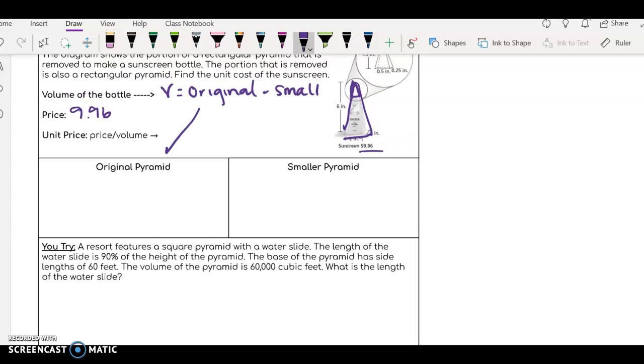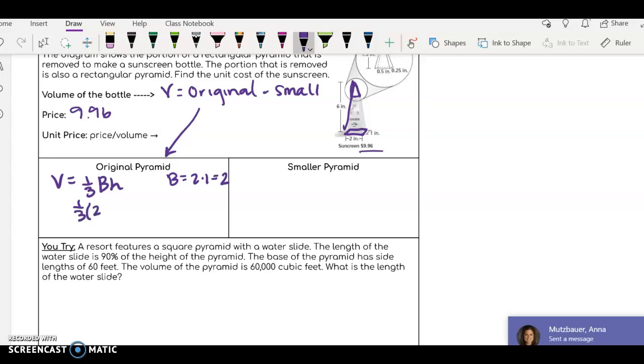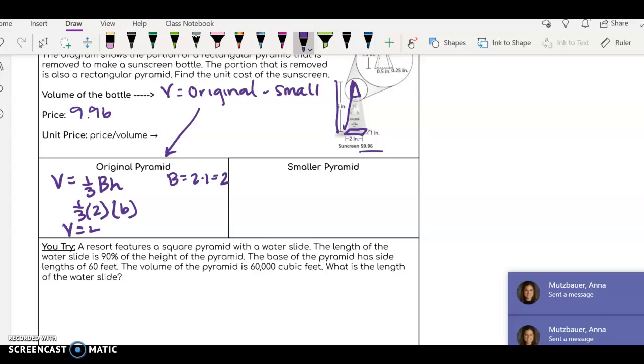So the original pyramid is volume equals 1/3 the area of the base times the height. So the area of the base of the original is a rectangle, and that is a 2x1. So my base is 2 times 1, which equals 2. So I have 1/3, 2 times my height of the whole thing, which is 6. So 2 times 6 is 12, divided by 3, and I get my volume equals 4 inches.